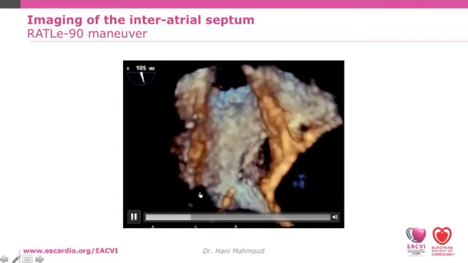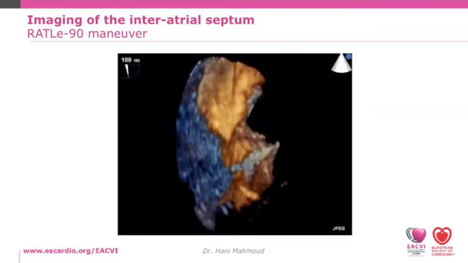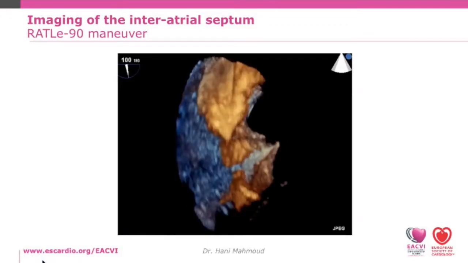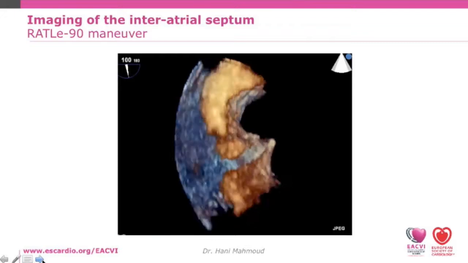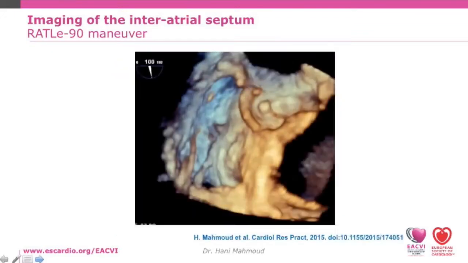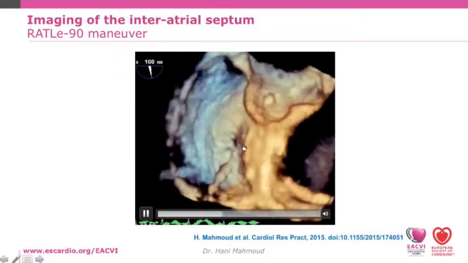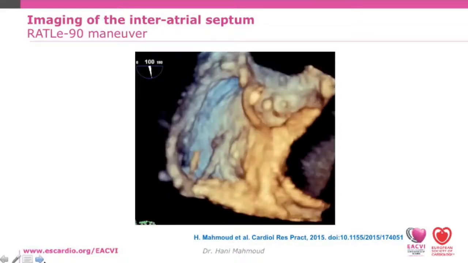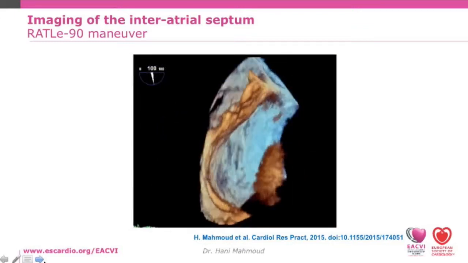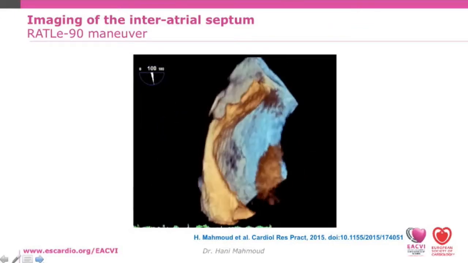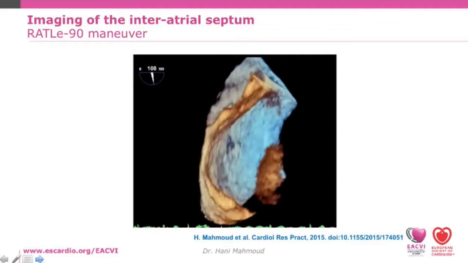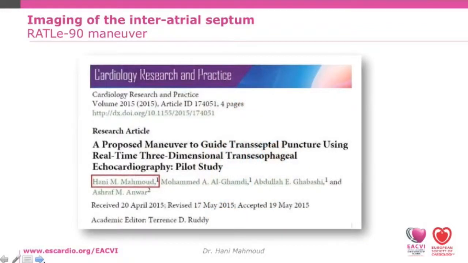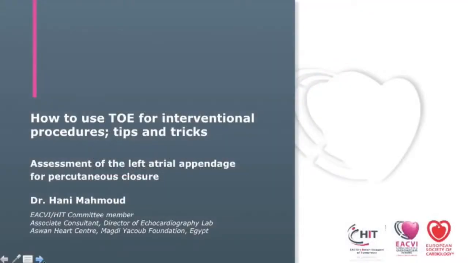If you do not appreciate the tenting, you can tilt this volume to the left and look to the septum from the side, and you can appreciate very easily the tenting. This is another example of the catheter here impinging on the septum, and this is the aorta, so you can clearly see the tissues and the catheter at the same time without fluoroscopy. And we could prove that it really reduces fluoroscopy exposure.